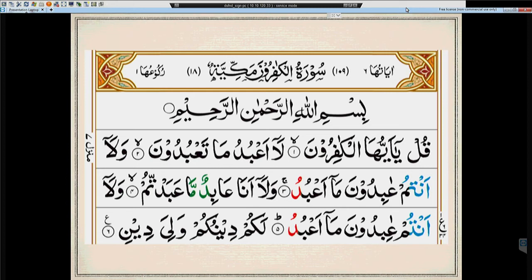Another example is waylun li kulli. But it's completely merged together such that you don't hear the noon anymore. You don't hear the noon, but there's no ghunna as well. Wailul likulli. That's complete idgham.